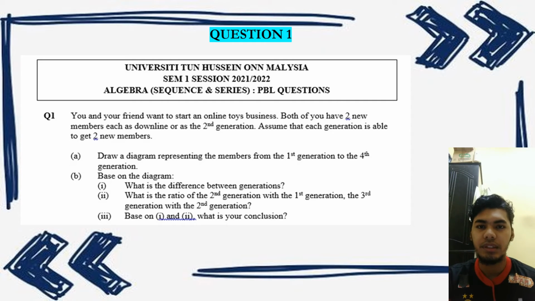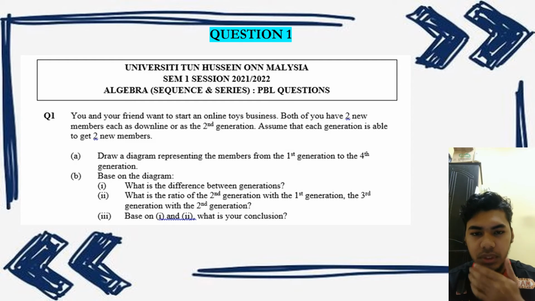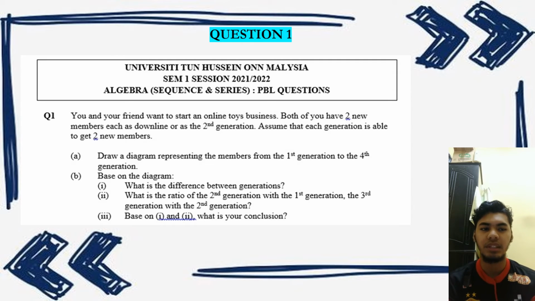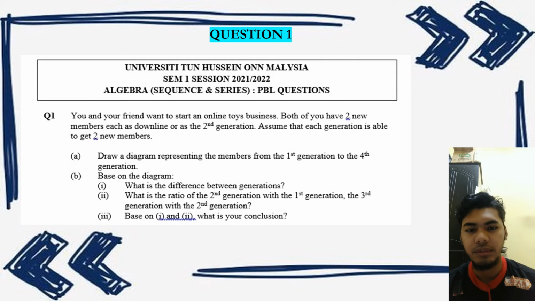Firstly, I will read the question first. You and your friend want to start an online toys business. Both of you have 2 new members each as downline, or as the second generation. Assume that each generation is able to get 2 new members. For A, the question asks me to draw a diagram representing the members from the first generation until the 4th generation.